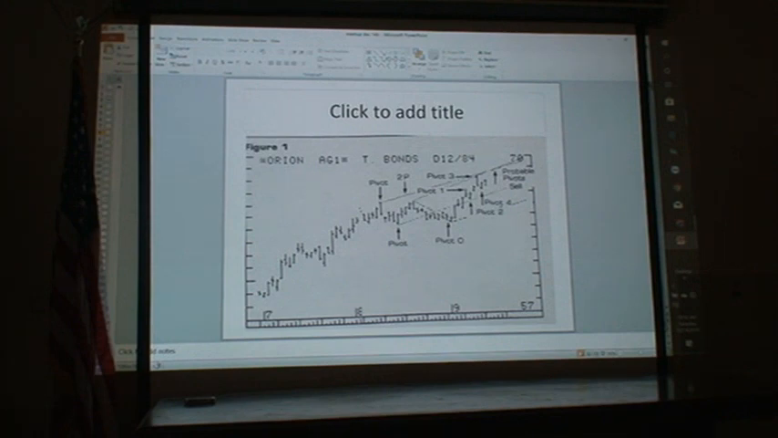Let me see, where was it? Lines. Figure 1 shows 4 pivots going up to a P5. So 1, 2, 3, 4, 5, what would be there, which was another good signal.